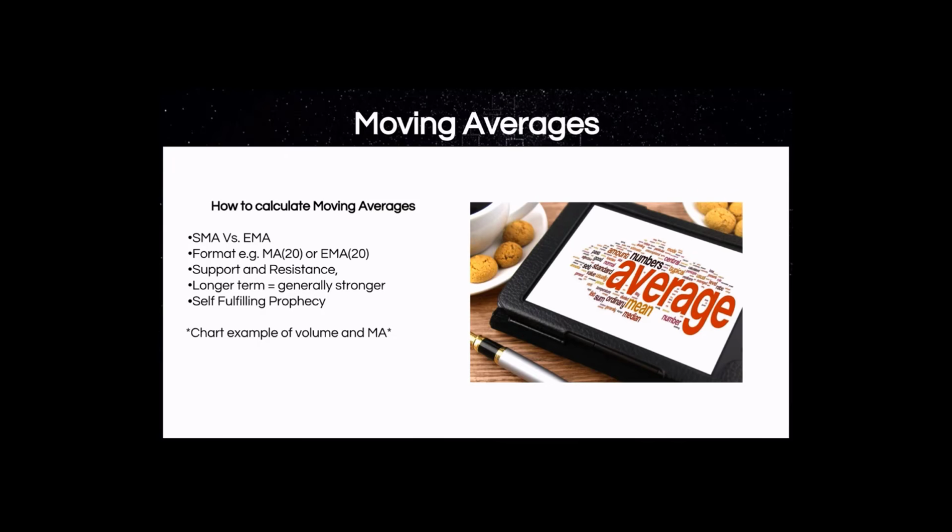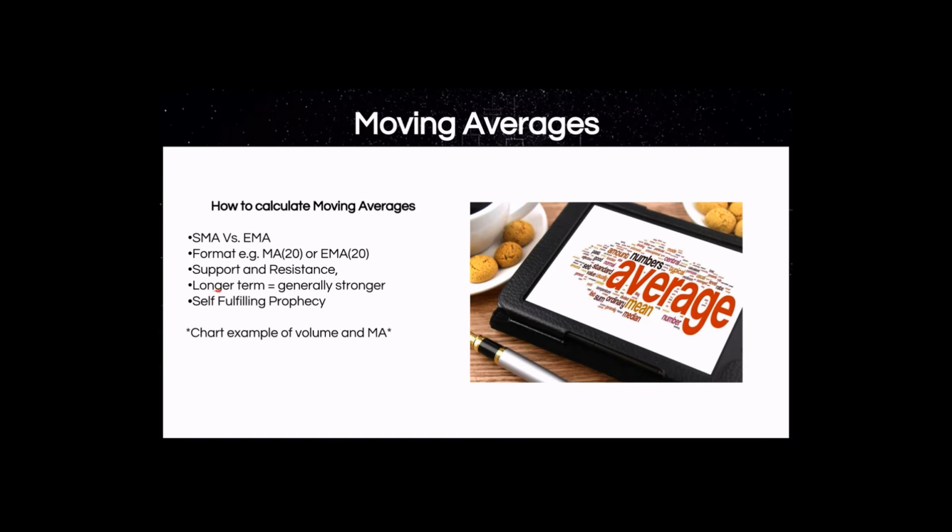So this is how they are written. MA20, that's the simple moving average, 20 period. If it were MA200, we know it's the 200 period moving average. And again, whatever your time frame is going to determine whether that's the 20-day moving average, 20-week moving average, and so on and so forth. So like I said, they act as support and resistance. When the price is trading above a moving average, that moving average is support. And when the price is below the moving average, that moving average is resistance.